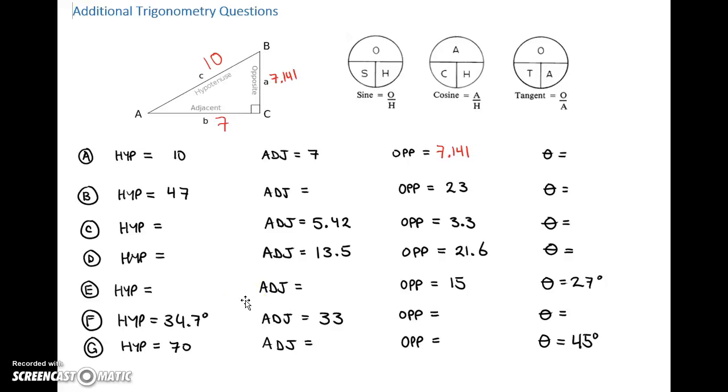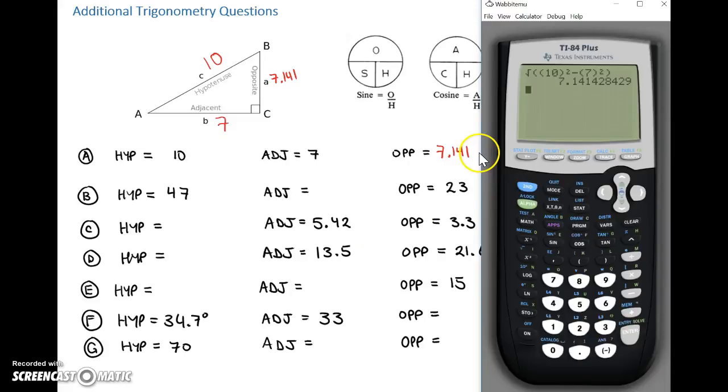At that point we have all three sides. We can use whichever ratio we want. Let's try using sine first. For sine, we're looking for the angle, so we'll do the inverse sine. Sine is the opposite over the hypotenuse, so the opposite is 7.141, divided by our hypotenuse of 10, close brackets. There we go, 45.569. So we'll do 45.57.